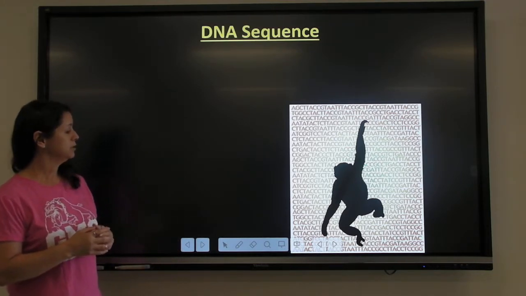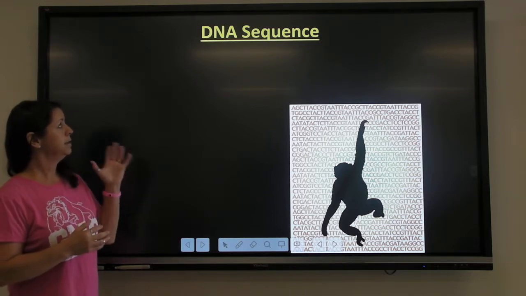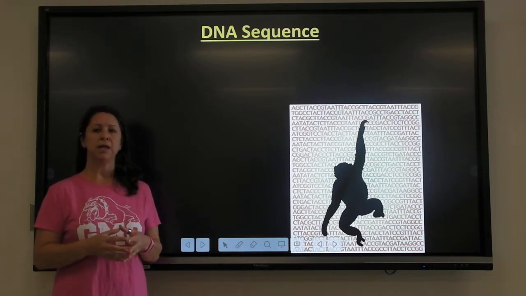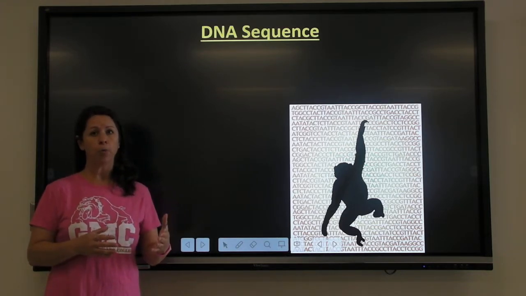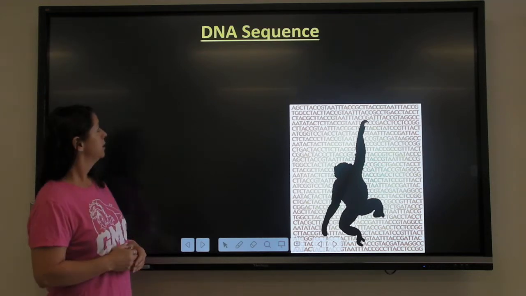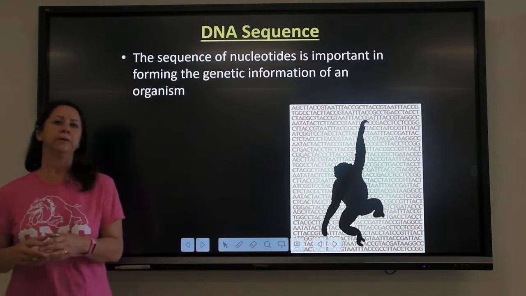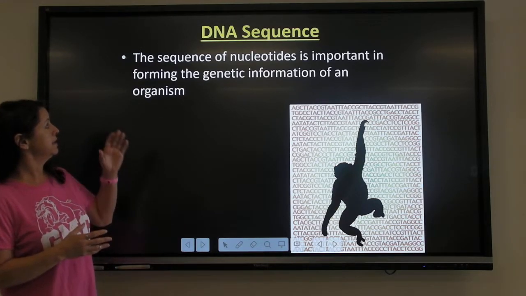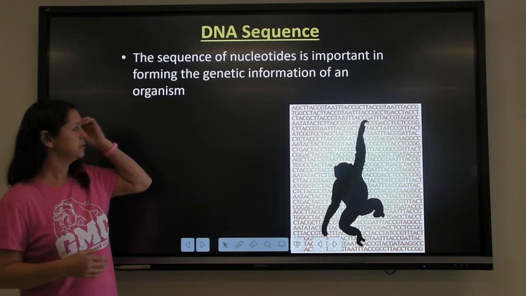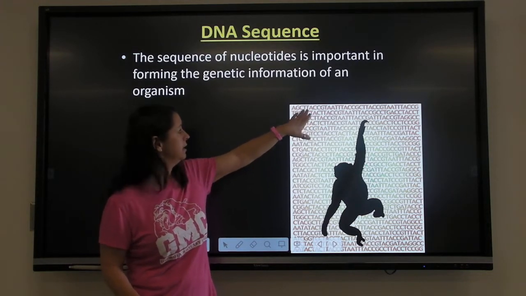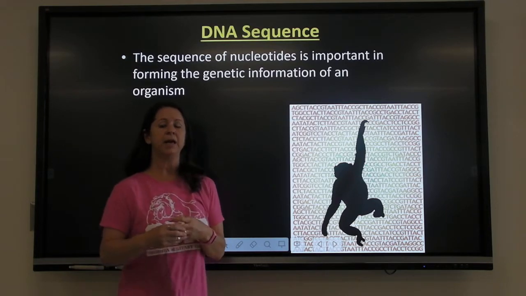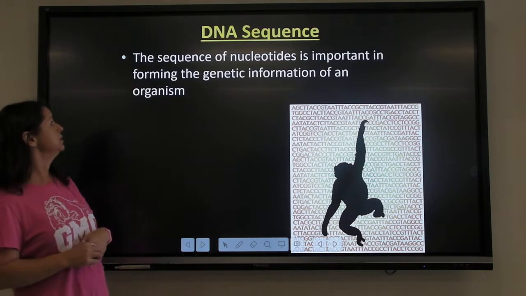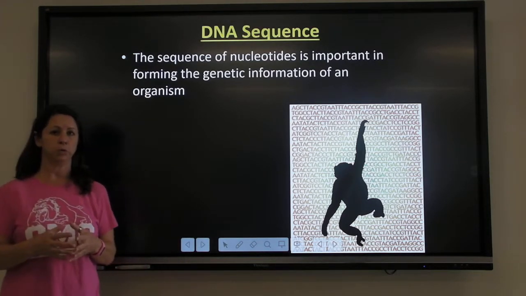So today we're going to talk about how the DNA sequence and mistakes in the DNA sequence can actually help bring about evolution. All right, if you remember from when we talked about genetics back in Unit 3, your DNA sequence is the sequence of nucleotides, so A, G, C, T, T, A, C, the nucleotides created by the nitrogen bases. It's important in forming the genetic information of an organism.